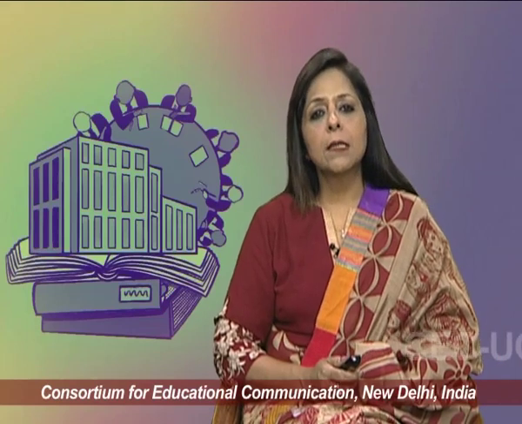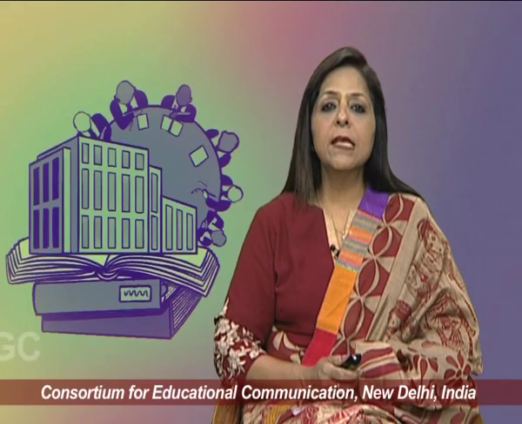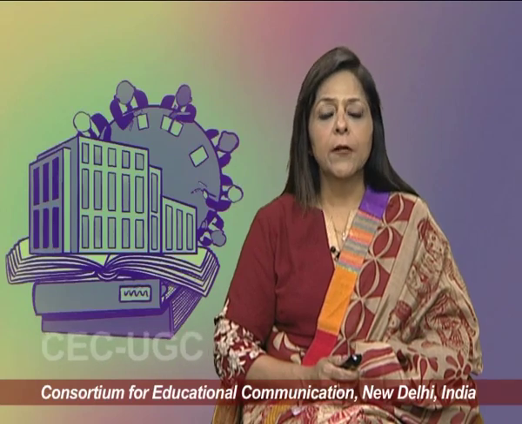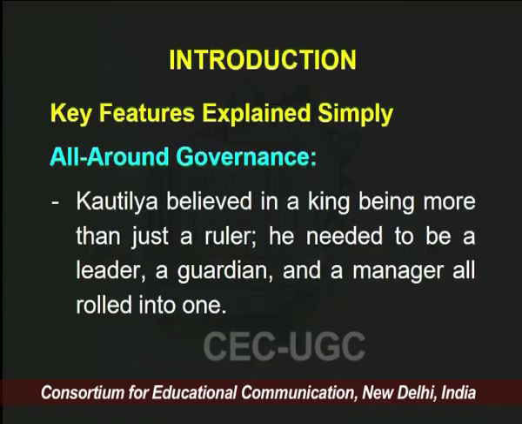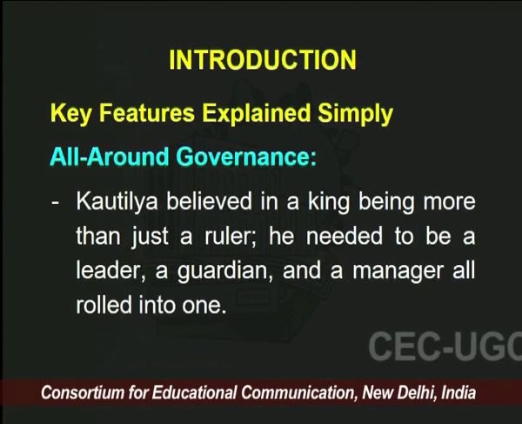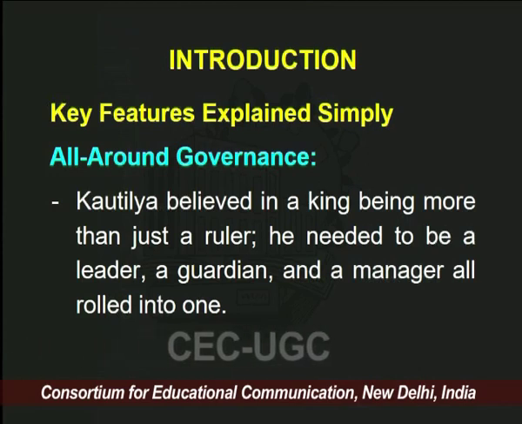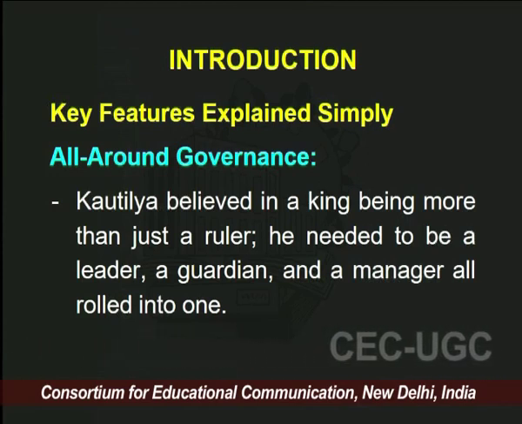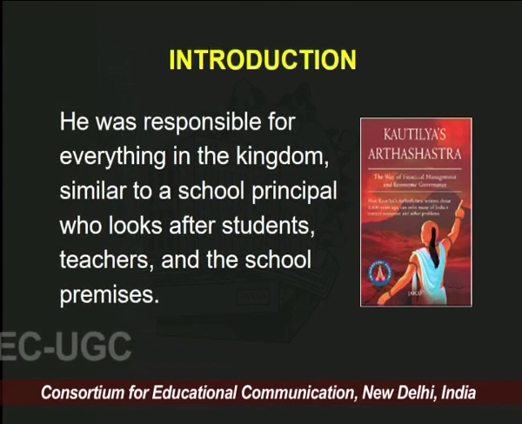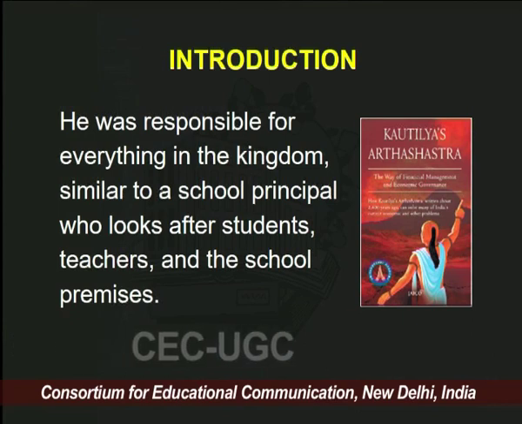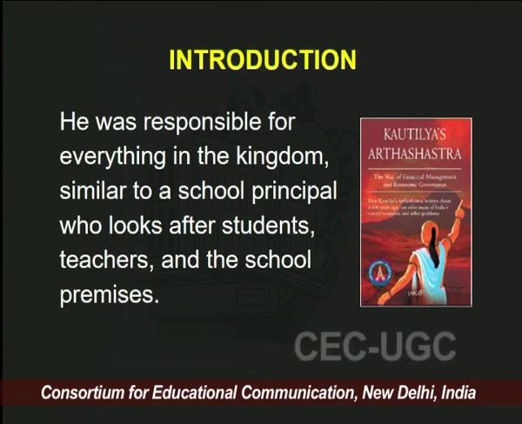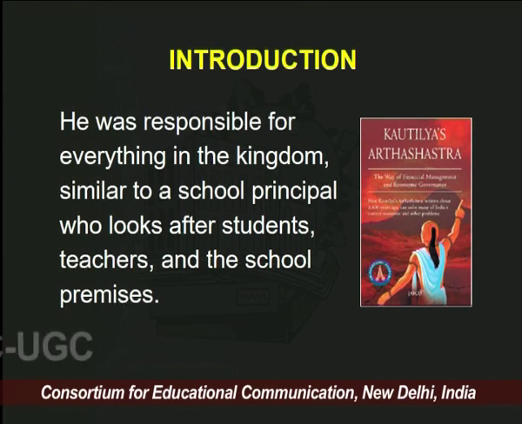Now, let me discuss certain key features which are explained in this aspect. The first and foremost is all-round governance. Kautilya believed in a king being more than just a ruler. He needed to be a leader, a guardian, and a manager, all rolled into one. He was responsible for everything in the kingdom, which is similar to a school principal who looks after the students, teachers, and the school premises.